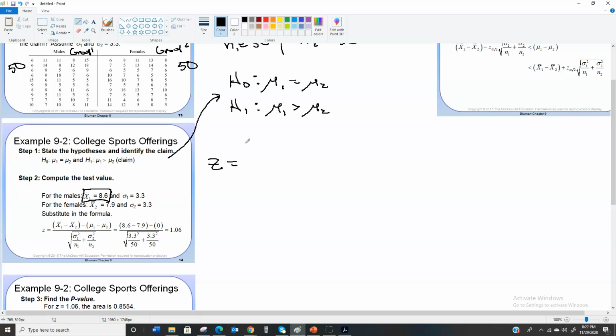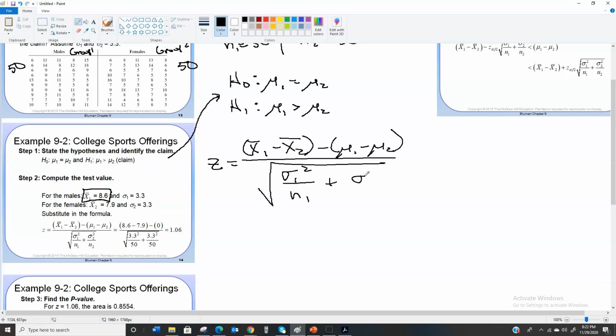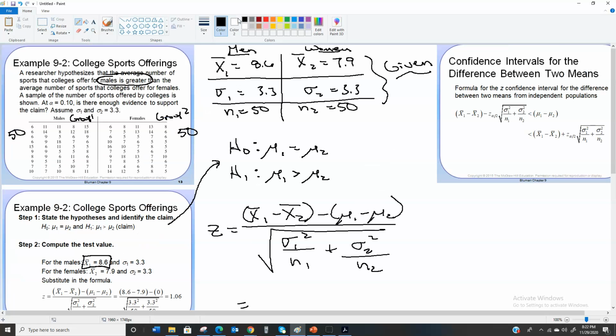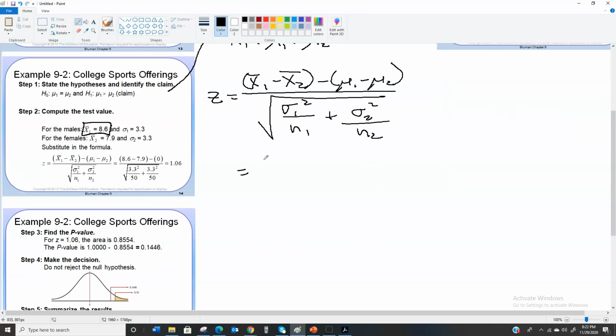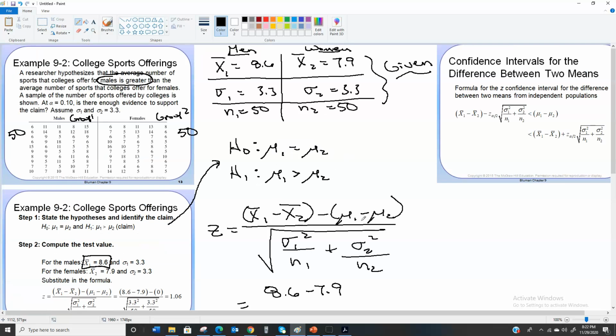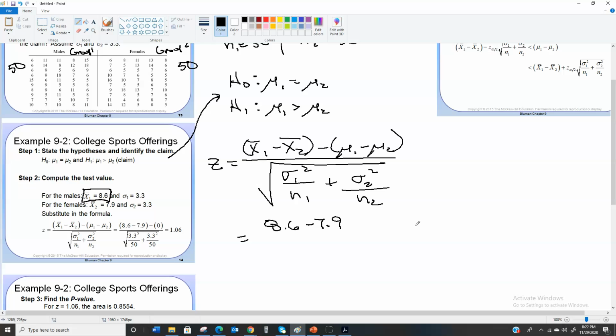Z equals x bar 1 minus x bar 2 minus mu1 minus mu2 all over the square root of sigma 1 squared over n1 plus sigma 2 squared over n2. In this case, x bar 1 and x bar 2 are 8.6 and 7.9. Like we said, mu1 and mu2, we're always assuming they're equal so that when we subtract them, we just get 0, so we don't have to do that.